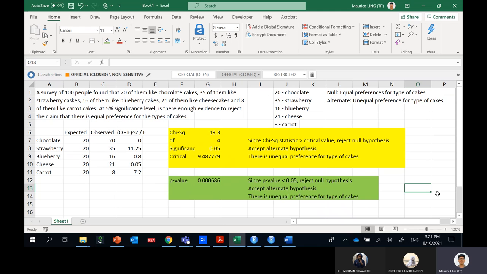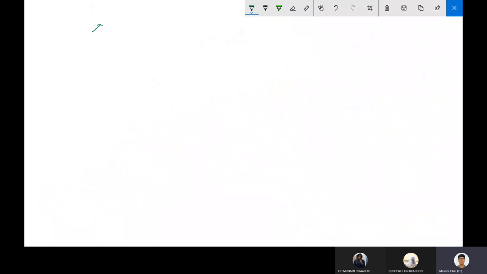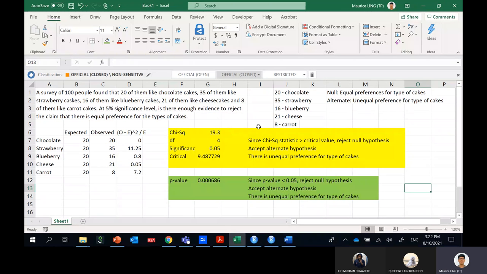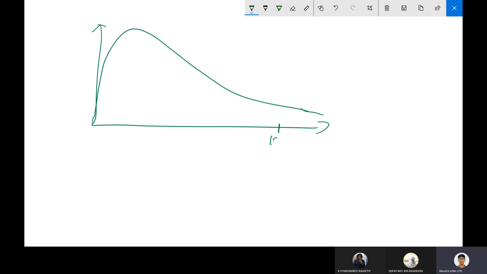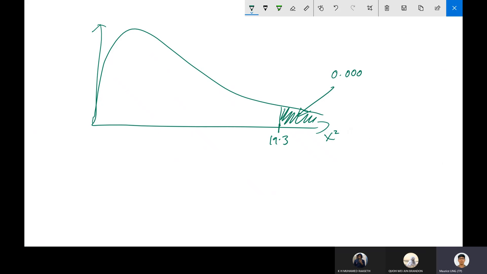Okay, so what does this mean? What do the p-value and the chi-square statistic mean? So it really means this thing, that if you have your chi-square distribution, it will look something like that. Okay. And your statistic here is 19.3. So this is 19.3. The area under the curve is 0.000686. So this is 0.000686. That is what it means.